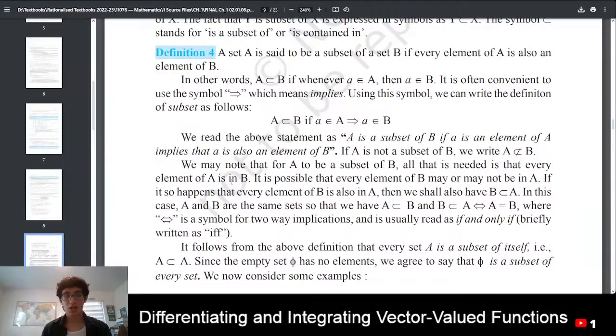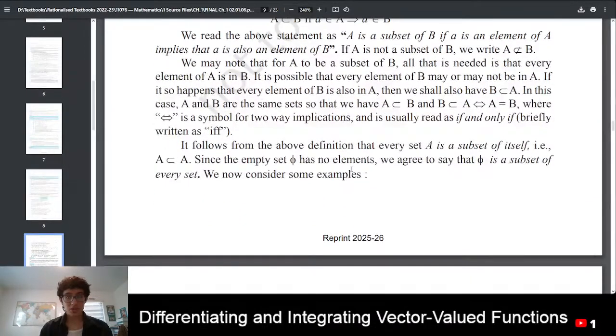If it so happens that every element of B is also in A, then we shall also have B is a subset of A. But that can only happen when you've got the exact same elements in both of them, right? Because in this case, you have everything in A is in B, everything in B is in A, so they have to be the same thing. And so that implies A equals B. And this is an if and only if. If you know A equals B, then you know that A is a subset of B and B is a subset of A. And if A is a subset of B and B is a subset of A, then you also know that A equals B. So you can go from either side to the other.